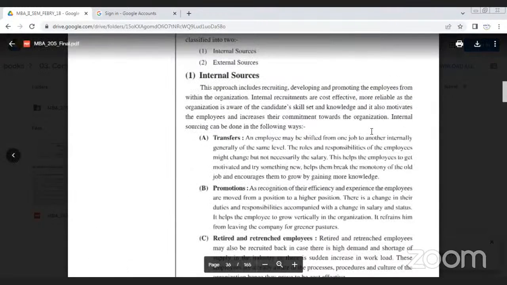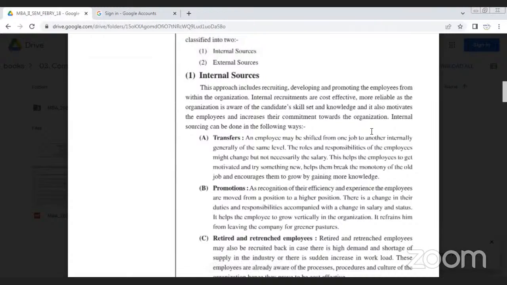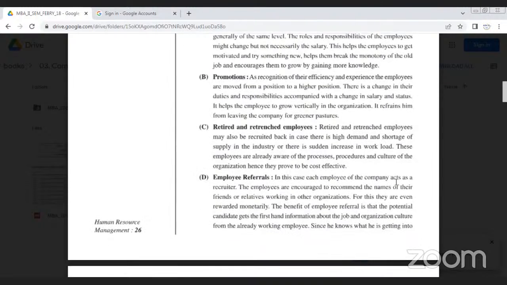So we will study them one by one. The first internal source is transfers. Employees may be shifted from one job to another, internally, generally of the same level. The roles and responsibilities of the employees might change, but not necessarily the salary. This helps the employees to get motivated and try something new, helps them break the monotony of the old job, encouraging them to grow by gaining more knowledge.